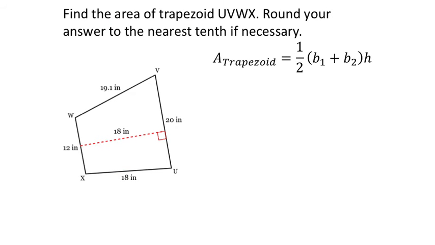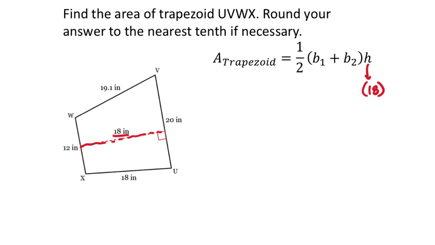So here we got a trapezoid. Now the first value that I would notice is the dashed line, which is 18. That's going to be my height. So I go to my formula. I say my height is going to be 18. And remember, for height, it will always create 90-degree angles with the bases.